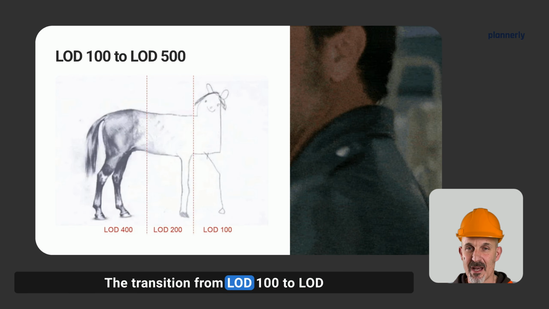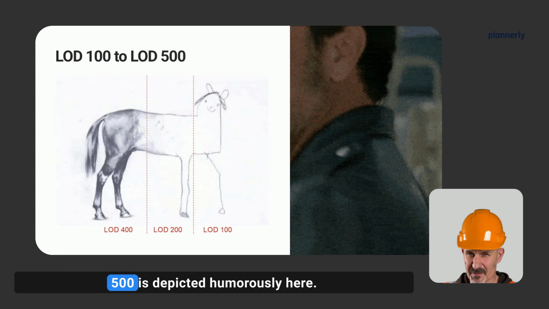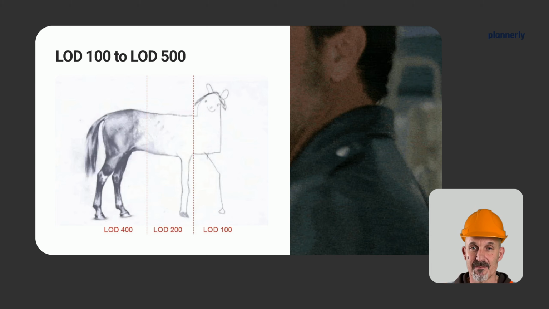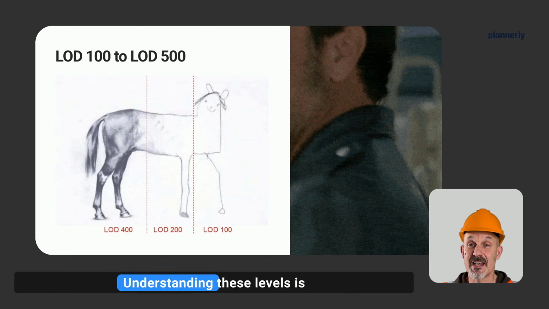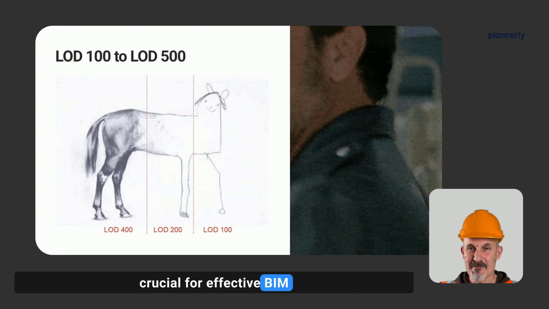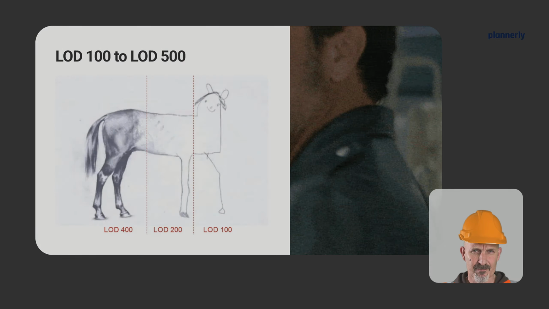The transition from LOD 100 to LOD 500 is depicted humorously here. It highlights the increasing detail and accuracy required as projects progress. Understanding these levels is crucial for effective BIM management and project success.